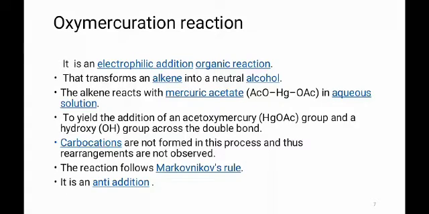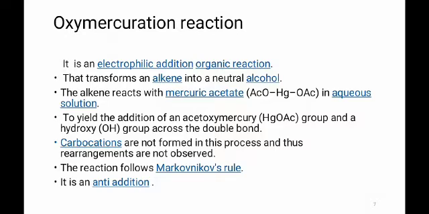Next, let's see what an oxymercuration reaction is. An oxymercuration reaction is an electrophilic addition reaction in which the alkene is converted to a neutral alcohol. The alkene reacts with mercuric acetate in aqueous solution so that it gives the acetoxymercury group and hydroxy group at the double bond.